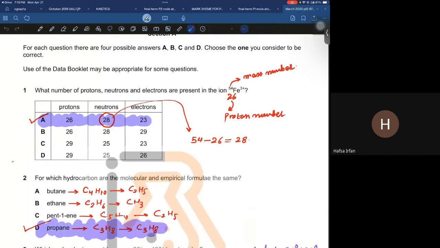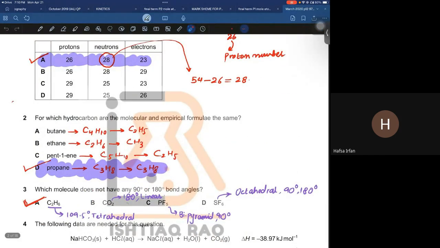Okay, it's very easy. For which hydrocarbon are the molecular and empirical formulae the same? Butane is C4H10. When you divide it by 2, you get C2H5, so the molecular and empirical formulae are different. Ethane is C2H6, and after dividing by 2 it would be CH3, so they are different. Pent-1-ene is C5H10, so it would be CH2, again different.